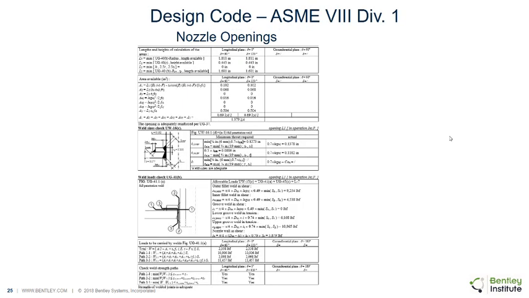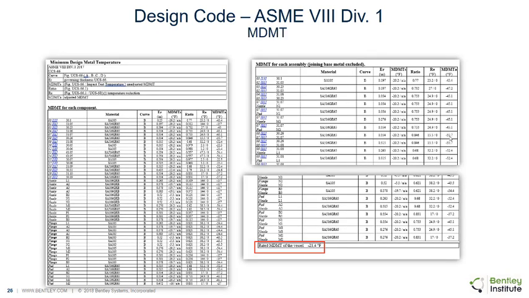Further, in nozzle opening calculations, the weld size check is verified with UW 16C and weld load checks performed with UG 41, 45 and UW 15. The MDMT calculations are performed according to UCS 66. The calculations are performed for every component and the rated MDMT of the vessel determined.